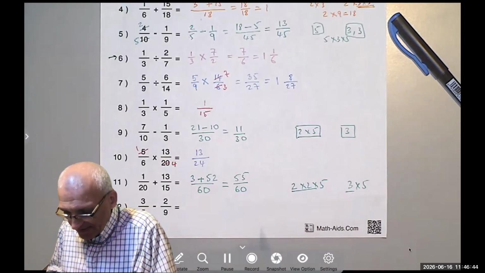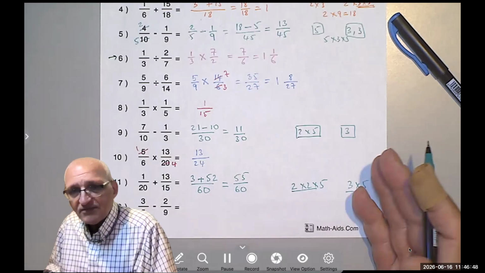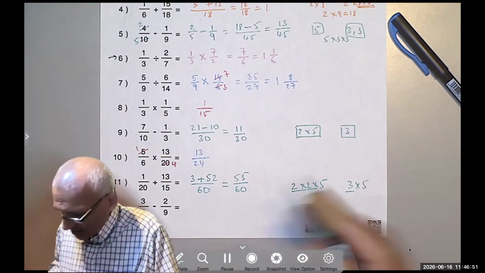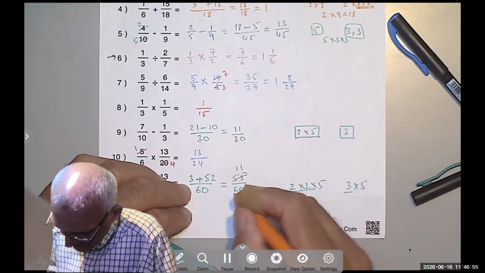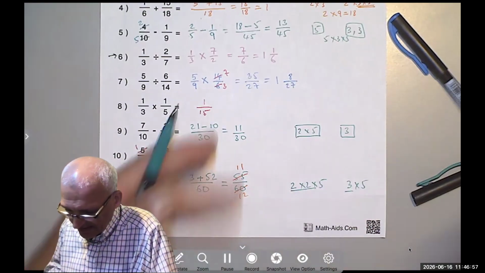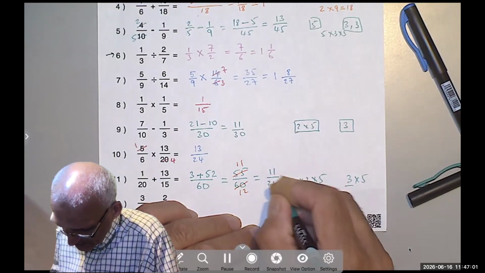And I know that both of these numbers are divisible by 5 because one of them ends in 5, the other ends in 0. So simplifying by 5, I get 11. Simplifying by 5, I get 12. That's the answer. Let's write it neatly. So 11 over 20.